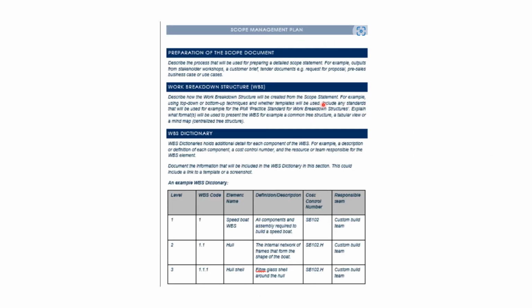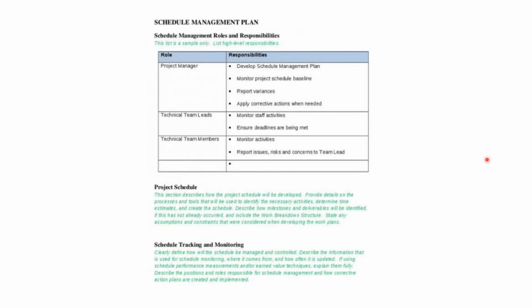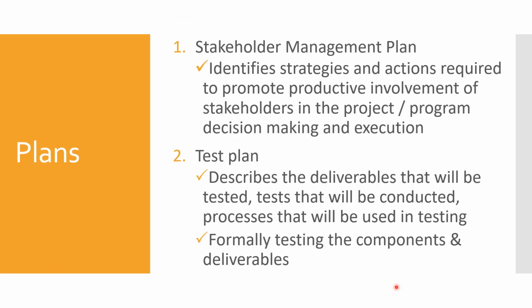So this is an example of a scope management plan. It talks about the WBS and the WBS dictionary. It's very, very important. The WBS is a very, very core aspect of the scope management plan. This is an example of a schedule management plan. It talks about how you do the project schedule and how you track and monitor it. So who will do what, what the schedule management roles and responsibilities are. It gives a decent idea about the schedule management plan.